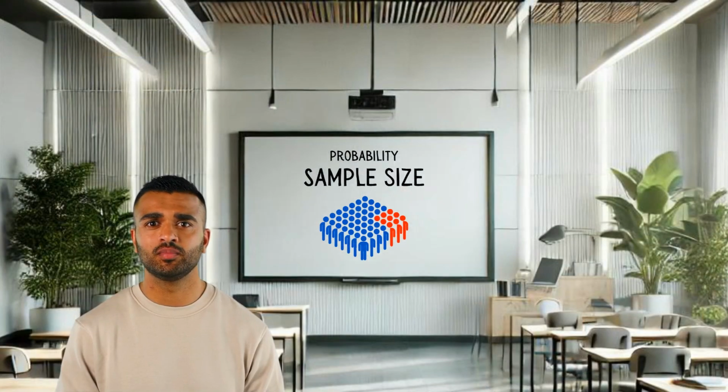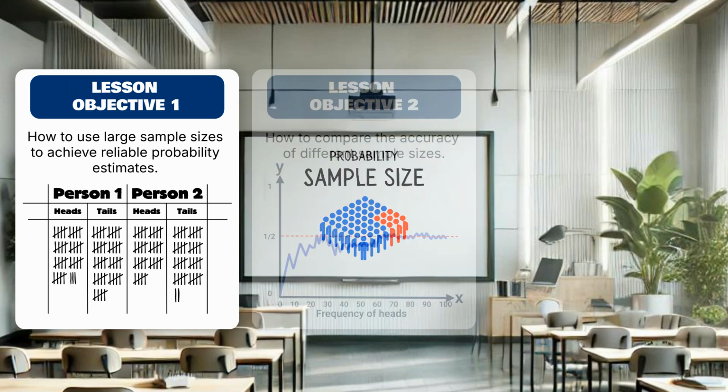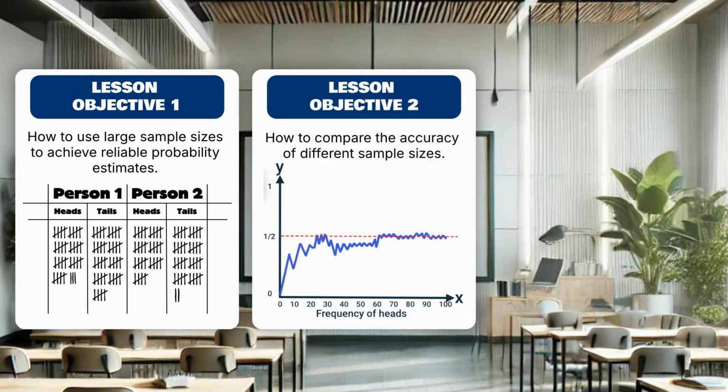In today's lesson, we explored how using large sample sizes can lead to more reliable estimations of probability. We began by considering the example of flipping a fair coin, where the theoretical probability of getting heads is 0.5. Through this example, we saw how small samples might give us misleading results due to randomness, such as getting 70% heads with just 10 flips.